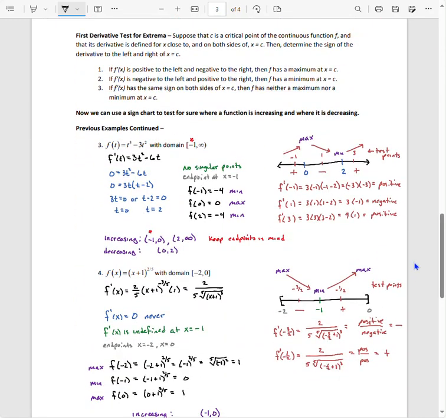All right. Cool. Well, let's add to this. Suppose that c is a critical point of the continuous function f, and that its derivative is defined for x values that are close to and on both sides of x equals c. All right, and on both sides. Then determine the sign of the derivative to the left and to the right of x equals c.